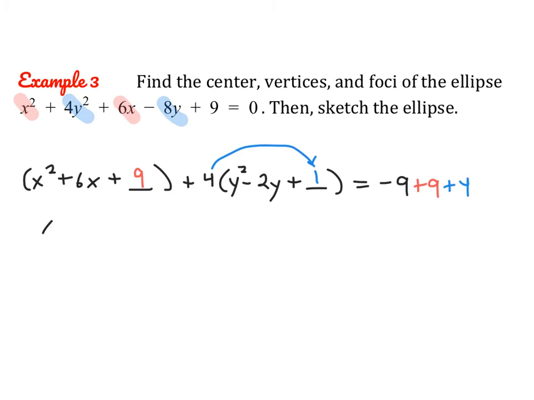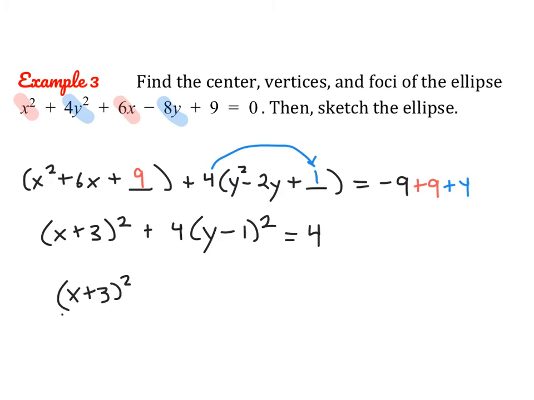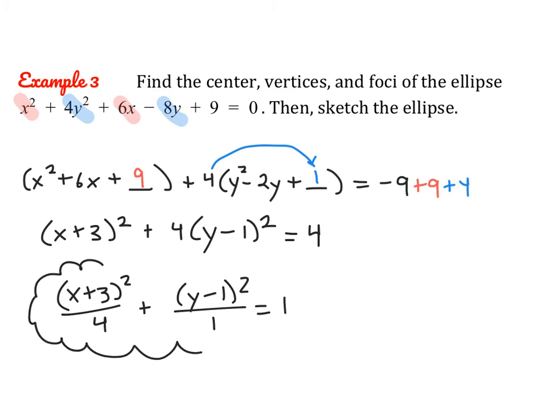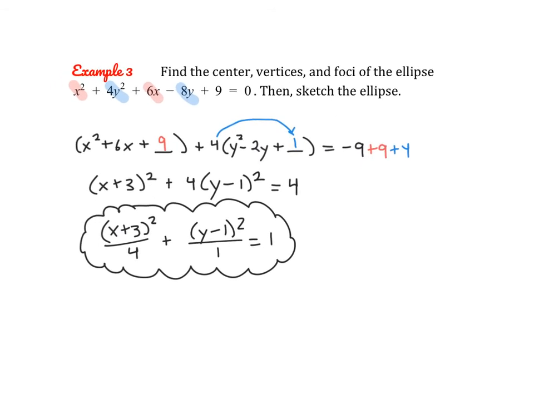So now we can factor each trinomial. Be careful, this one becomes (y minus 1) squared. And then on the right side, -9 plus 9 plus 4 equals 4. And then to finish putting it in standard form, we're going to divide both sides by 4. And this is the standard form that we are going to graph and find all of the information for.